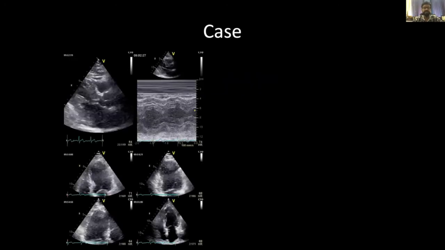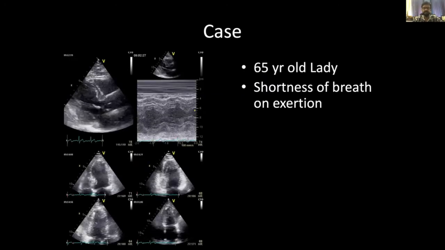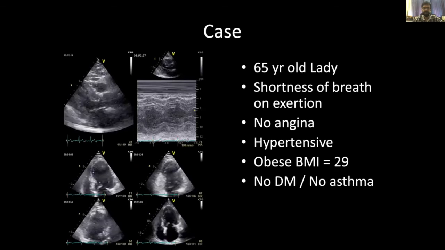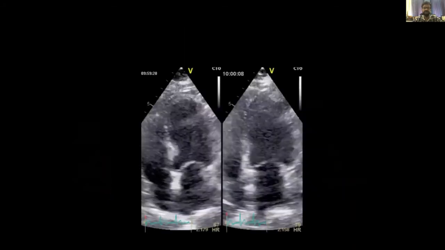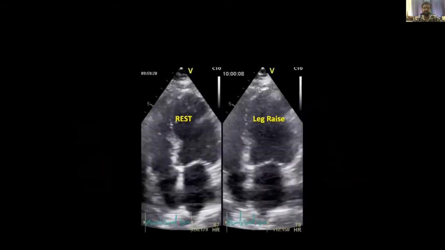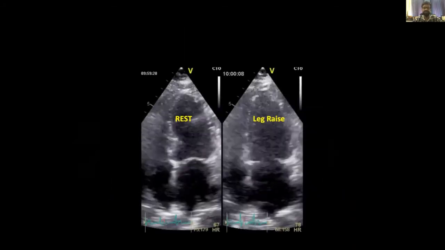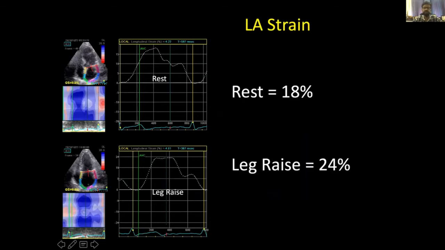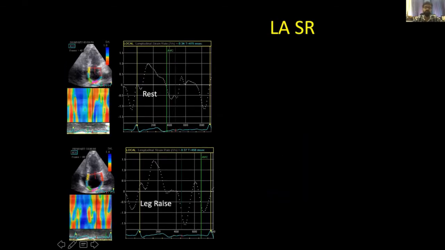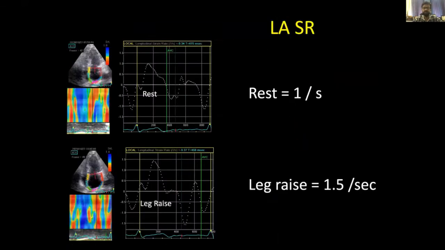So there is a concept of dynamic LA strain, and this is the patient we have been looking at. On baseline, LAVI was 32 and LV mass was 99. We did a leg raising test, and the LS strain on the leg raising test also changed. At rest it was 18, at leg raising it improved to 24, and LS strain rate also decreased.